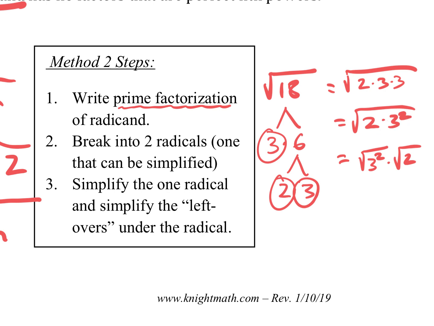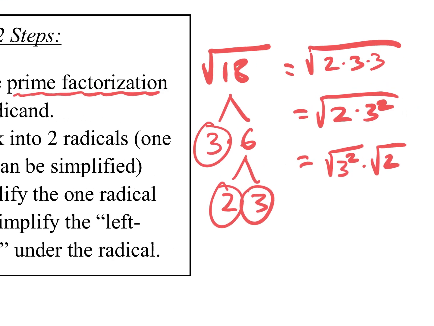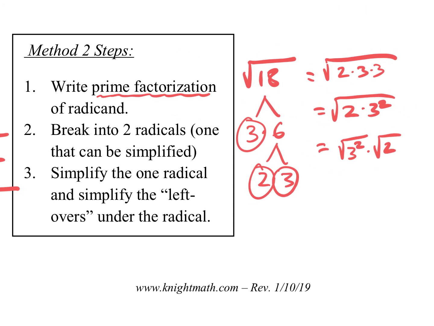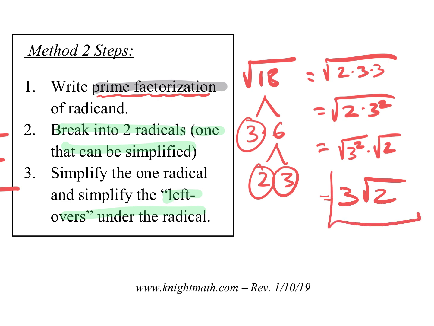Now, the reason why that helps us is, see right here, see how it's written as a power, kind of like we did with exponents in the last lesson? Okay, so first thing we did was we broke it up, and we wrote it in prime factorization. Now we're going to break into two radicals, one that can be simplified. And we simplify the one, and we leave the leftovers under the other radical. So we're going to have this idea of 3 squared is 3, and the square root of 2 is kind of leftovers. We leave it alone, okay? Because the squared and the square root cancel each other out is kind of what happened there.